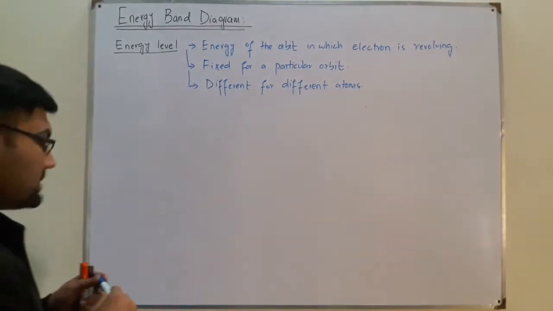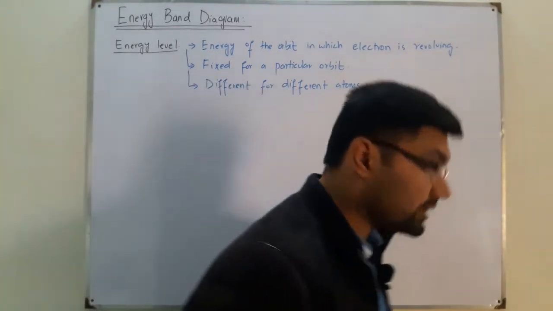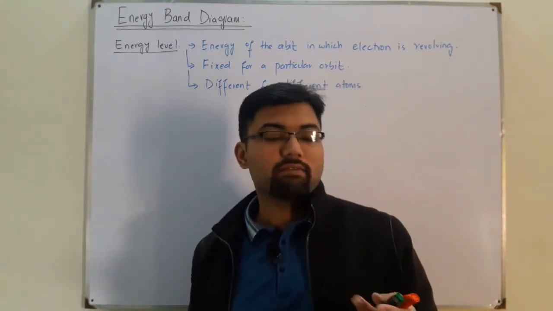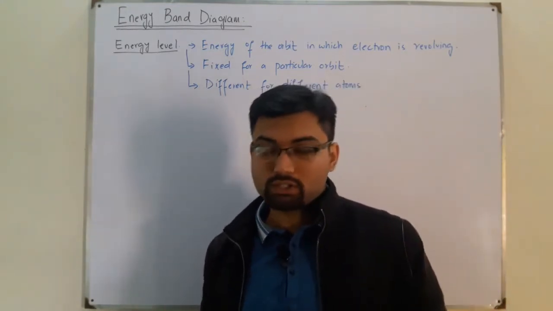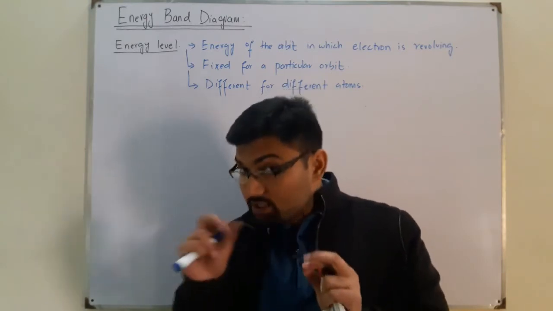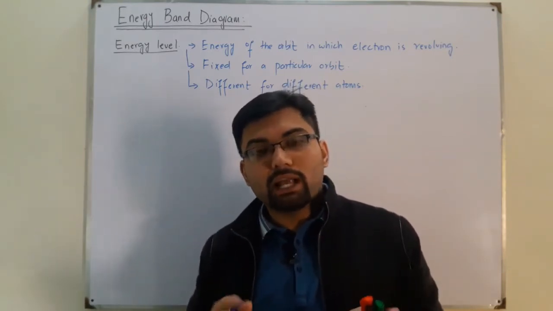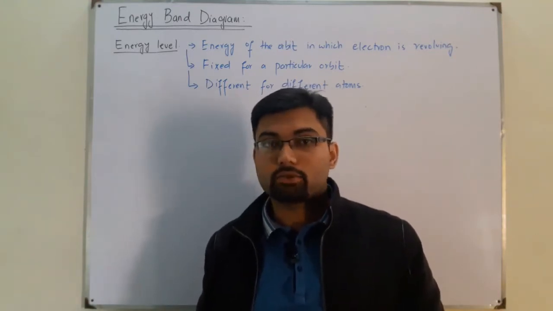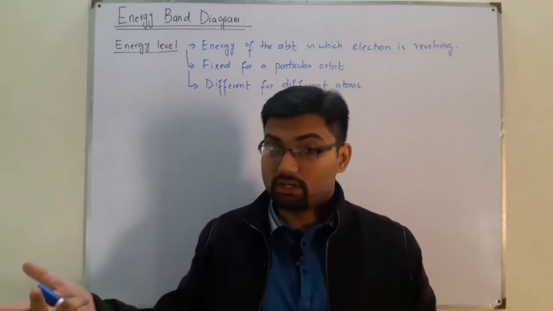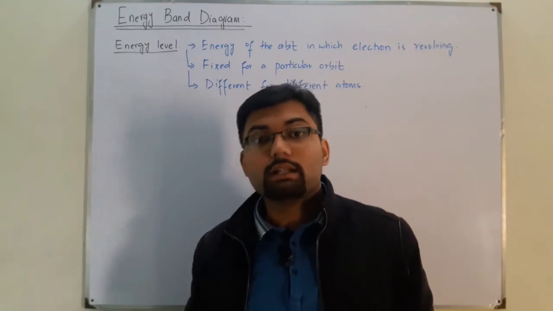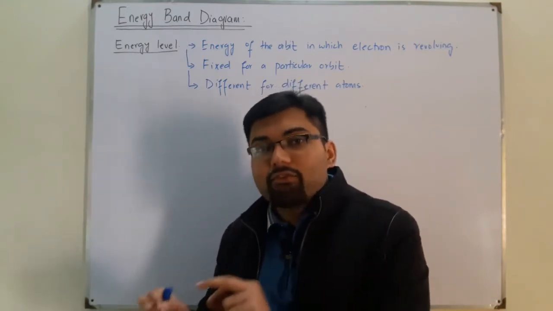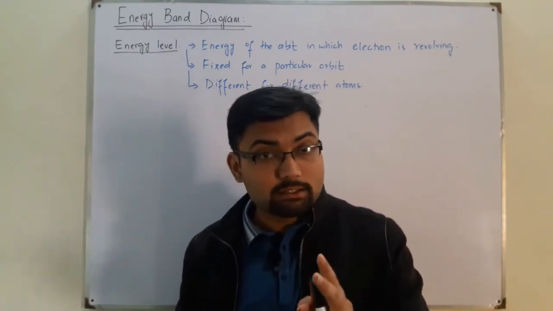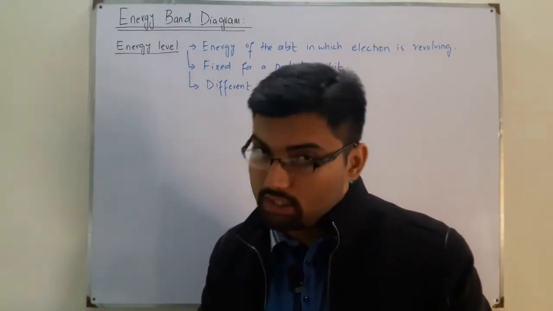Now, let's say, for example, you have a sodium atom. So, let's say the first energy level has energy of 1 joule, so the second has 2 joules, right? So this is a fixed amount. Each and every sodium atom will have like this. But if you talk about another atom, let's say helium atom, so the first energy level has 2 joules of energy, maybe the second has 3 joules of energy. So they are all the same for the helium atom and for the sodium atom, for all of the atoms, but the values are different for both sodium and helium.